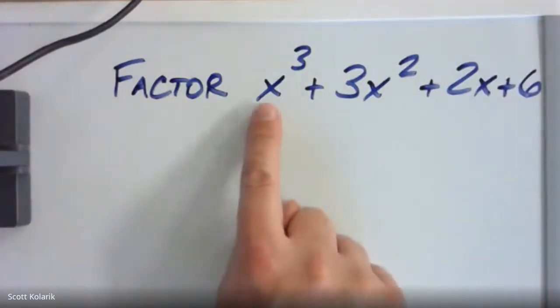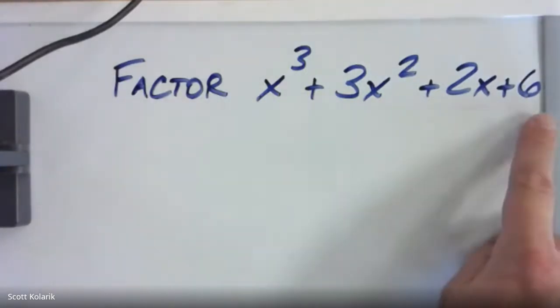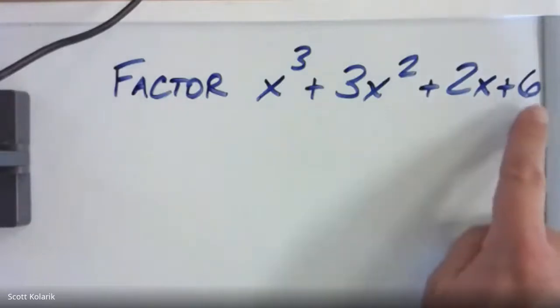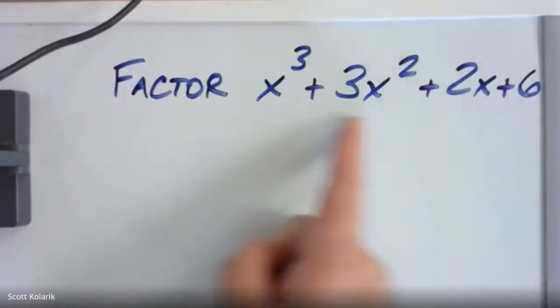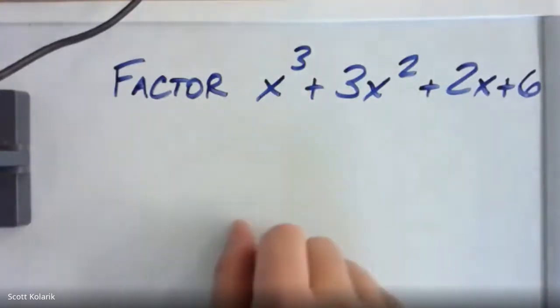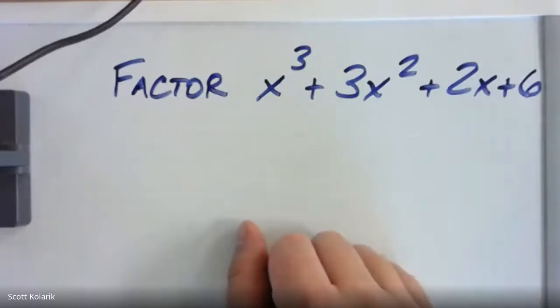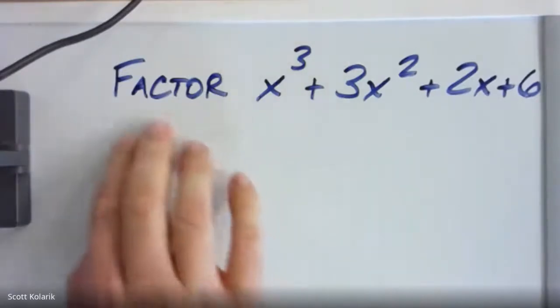Next would be my variables, my letters. So I have x cubed, x squared, x, and then no x. And because this term doesn't have an x, there's no variable in common between all 4 terms, so there's no term I can pull out for that either. So I'm stuck with what I have right now, okay? So my job now is to factor.